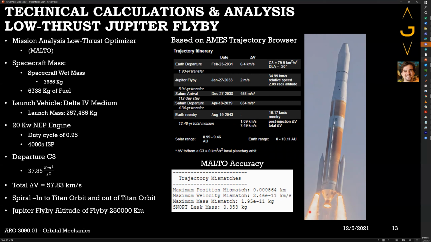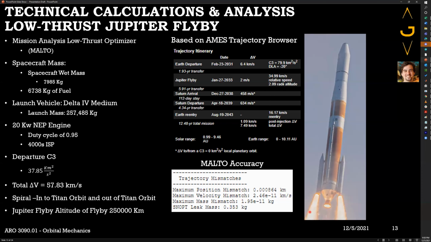Our departure C3 was determined to be 37.85 kilometers squared per second squared, with a total delta V for the entire mission of 57.83 kilometers per second. This mission also utilizes a spiral into Titan orbit and out of Titan orbit, with a Jupiter flyby of 250,000 kilometers. Malta's accuracy was within 0.8 meters of a position mismatch.